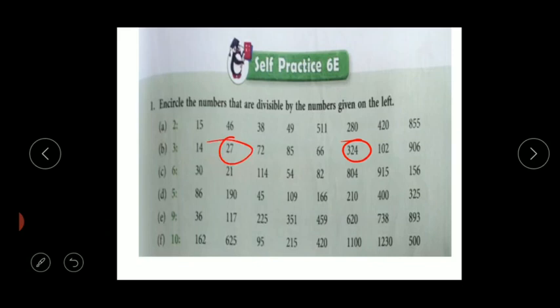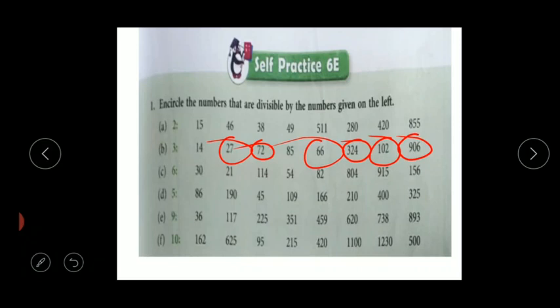Alright, now next 102. 1 plus 0 plus 2 is 3. So yes, 3 is divisible by 3, so it is also divisible by 3. 906: 9 plus 0 plus 6 is 15. So 15 is divisible by 3. So yes, 3 is able to divide 906.